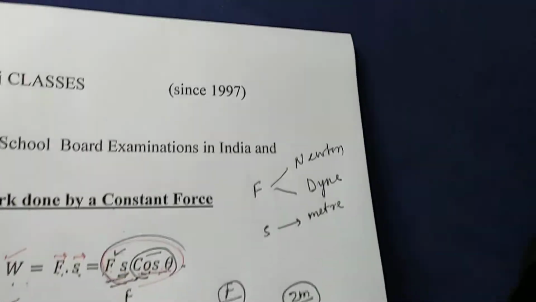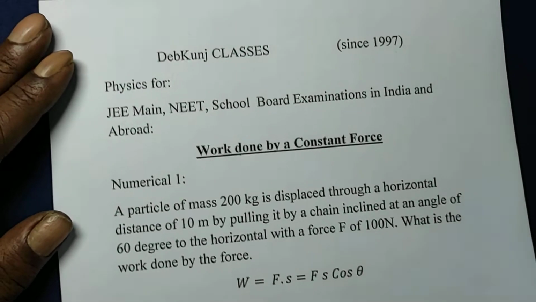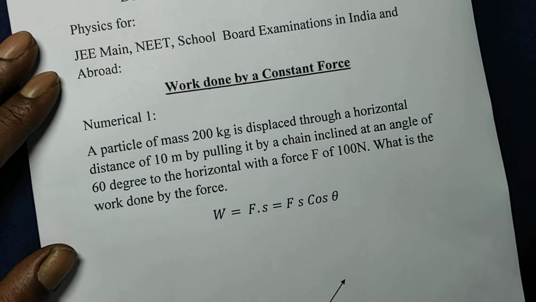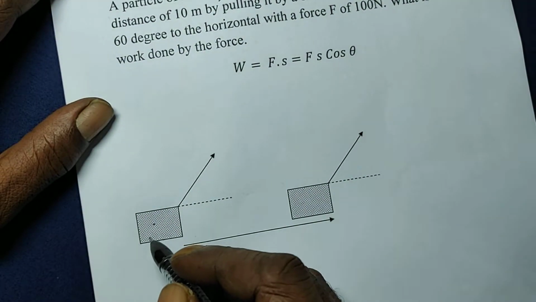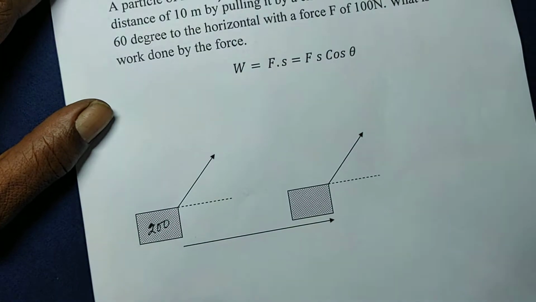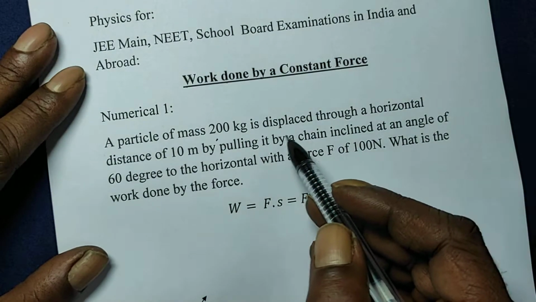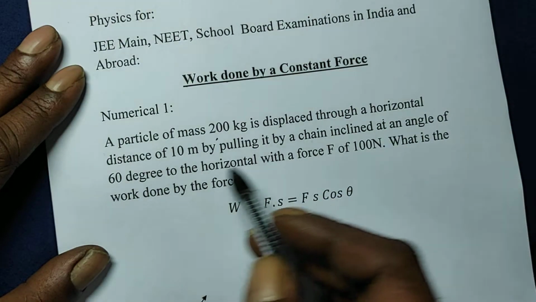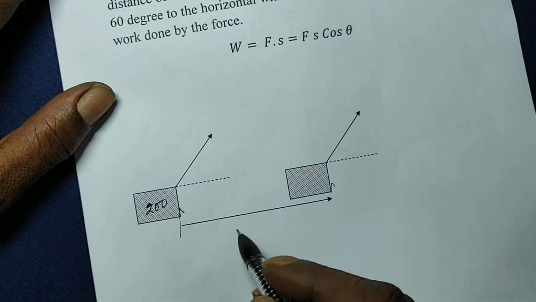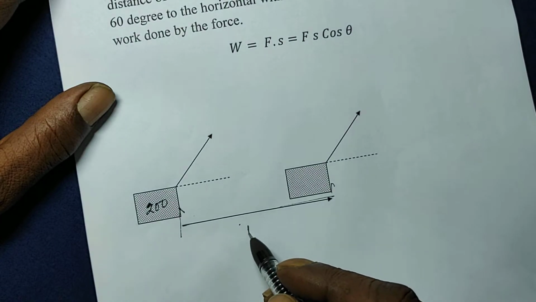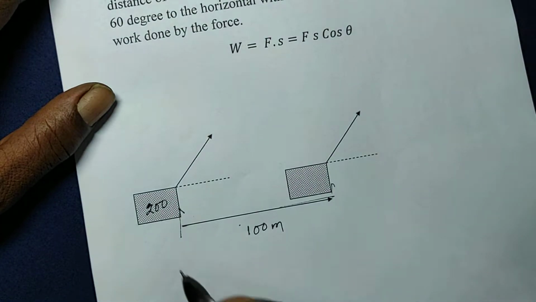Now let me go to the next page to solve a numerical, then solve one more. So let me begin with the first numerical. A particle of mass 200 kg. This mass is 200 kilograms, is displaced through a horizontal distance of 10 meters. From this front end to this front end, the displacement is given as 100 meters. This is 200 kg.